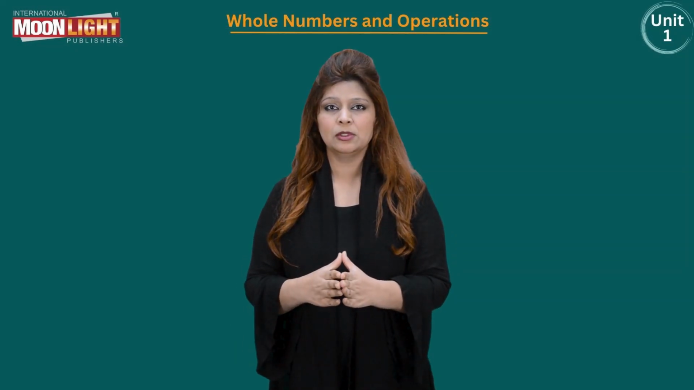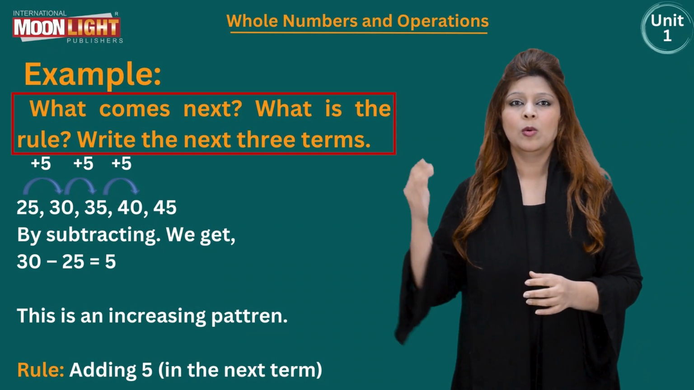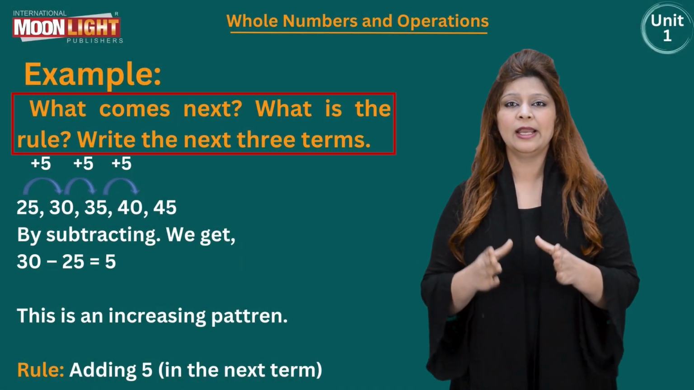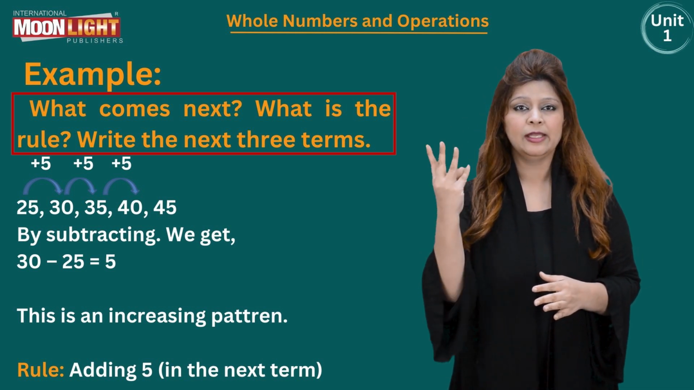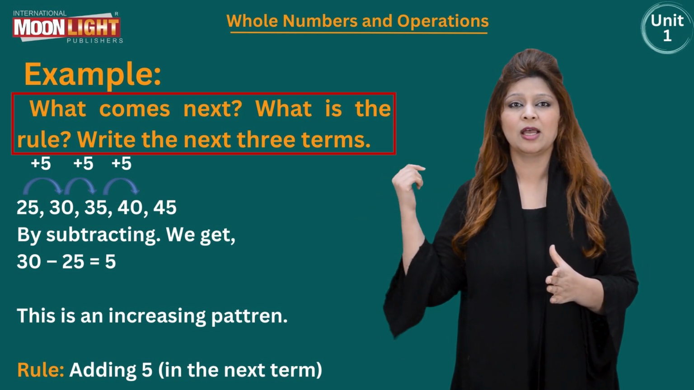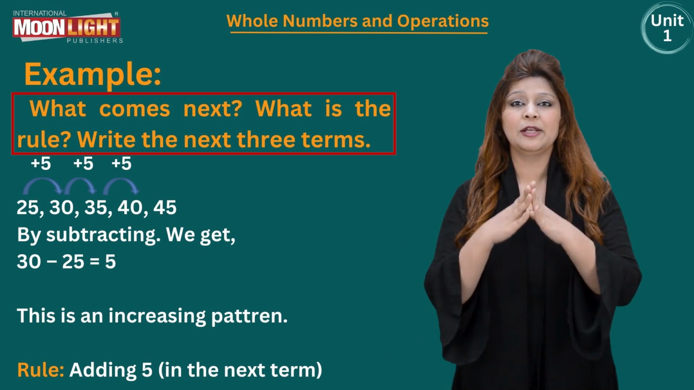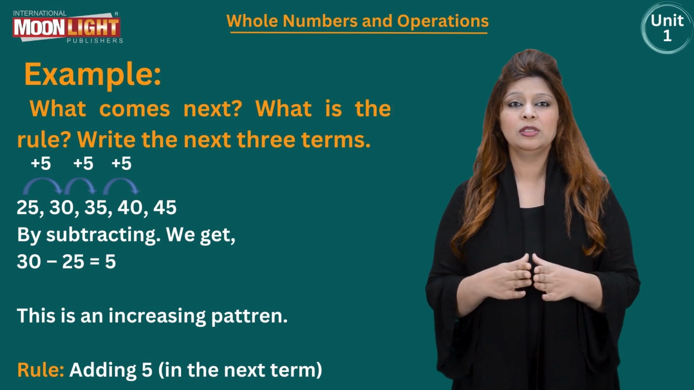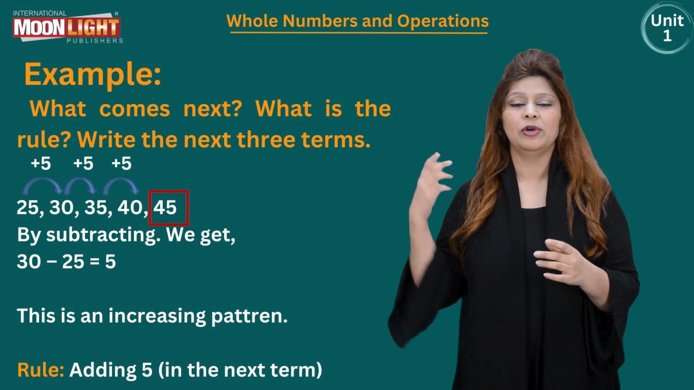Let's solve an example. This is an example you can see on your screen. The statement of the question is, what comes next? What is the rule? And the third thing is, write the next 3 terms as well. So, here we are going to do 3 things. The first thing is you are going to tell which number is going to come next after these numbers, and what the rule is. You are going to tell the rule as well. And the third thing is that you are going to write the 3 terms as well. Now these numbers are 25, 30, 35, 40 and 45.